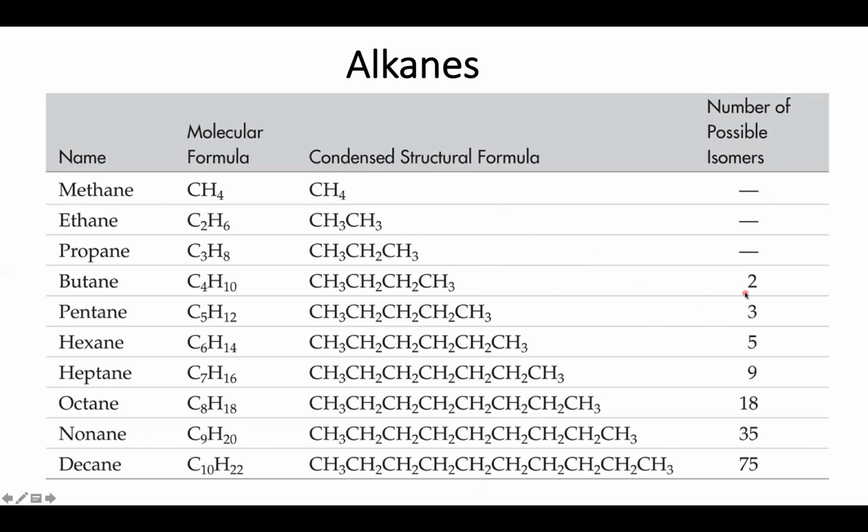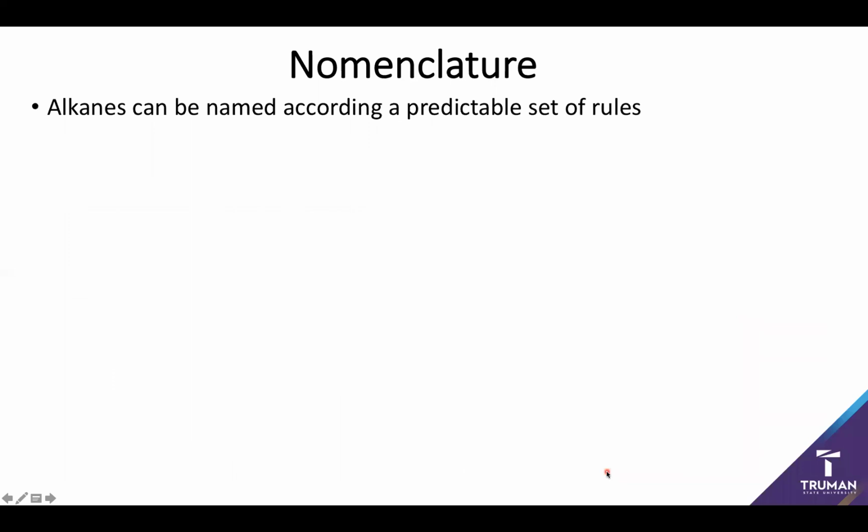Once you get to butane, you can have two different structures. Pentane can have three. But once we get past pentane, you'll notice we quickly gain more and more configurations, as there's 75 different ways to arrange decane. And this gets a little out of hand. So instead of trying to use these common nomenclatures like butane, isobutane, that won't work when we get to decane. So we need a much better way to name our molecules.